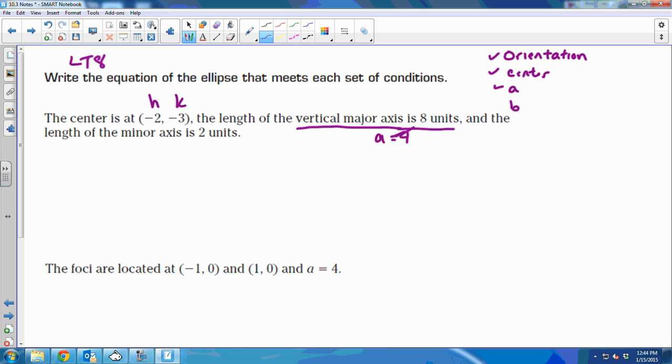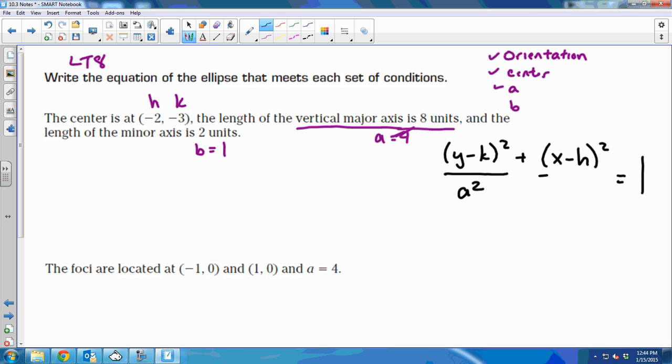And the length of the minor axis is 2 units. Well, if I know the length of the whole axis, I can figure out B, so B should be what? 1. All right. Well, then if you look at the formula for a vertical ellipse, you have the following. You have (y minus k) squared plus (x minus h) squared. Y squared is over A squared because A squared is always larger, always the major axis. That's the formula. We have all the pieces to fill it all in.